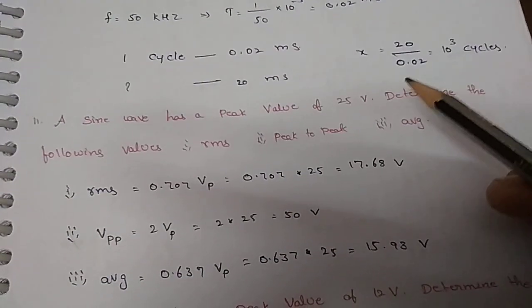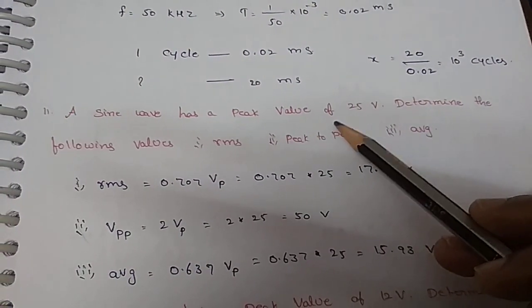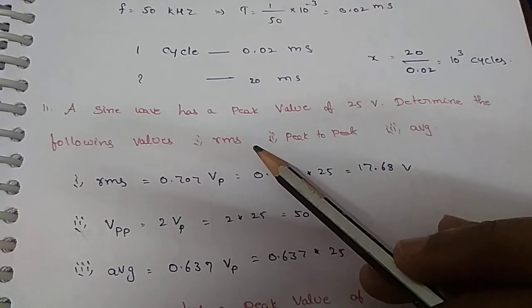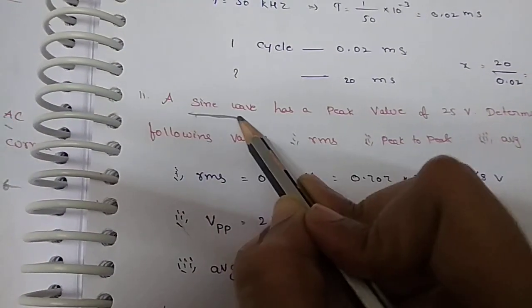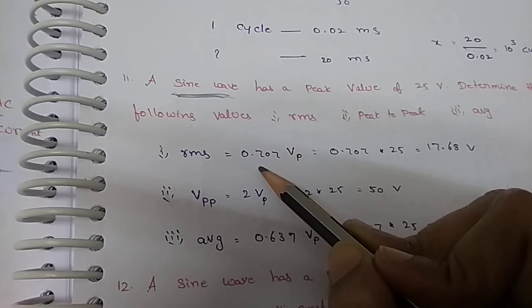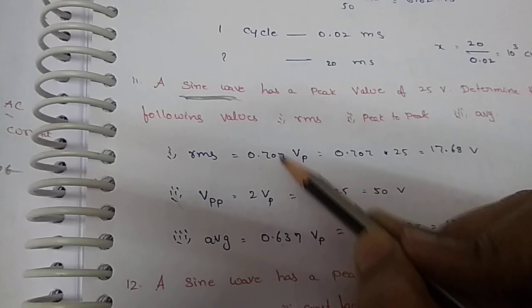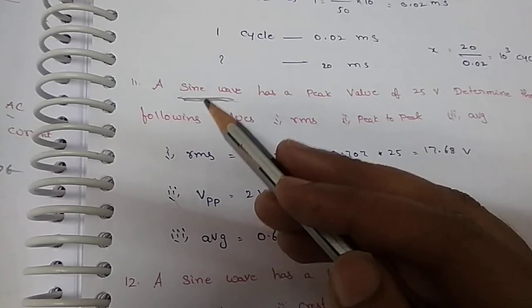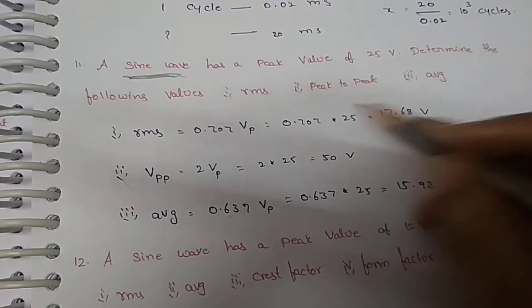Next, this is the problem where, if I know the peak value, how to calculate the RMS value, average value and peak to peak value. Just remember, only if they mention a sine wave are we going to apply 0.707 or 0.637. Unless they mention whether it is a sine wave, triangle wave or square wave, we can't apply this.